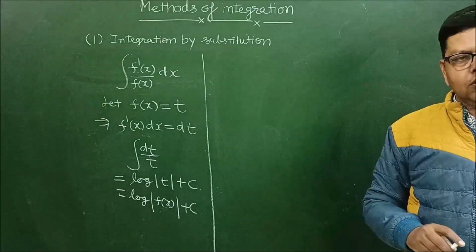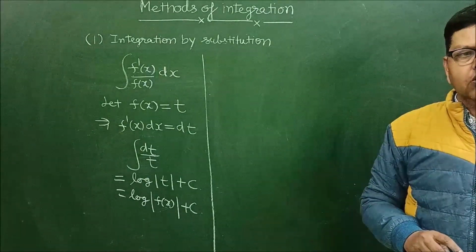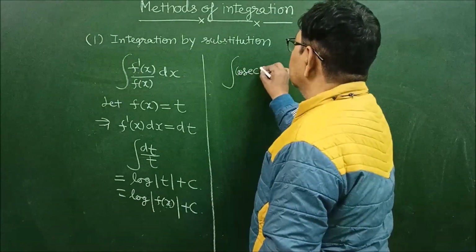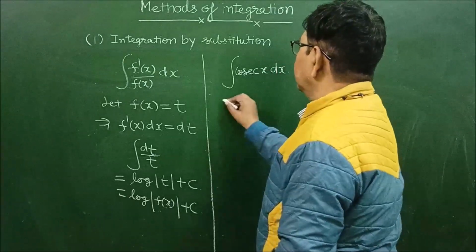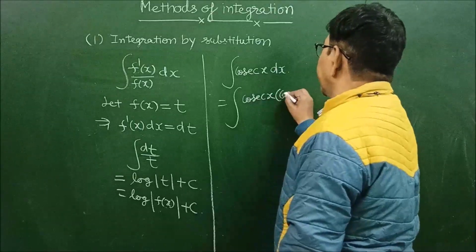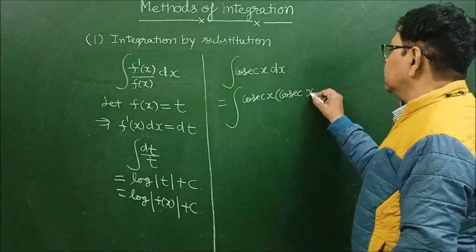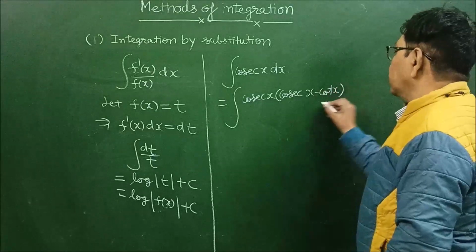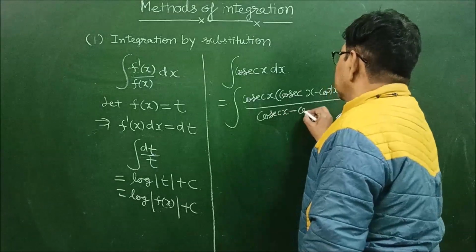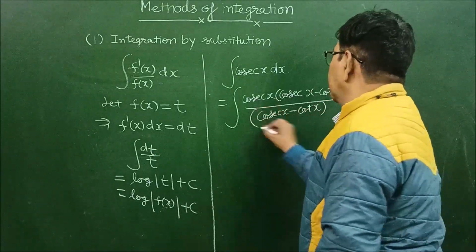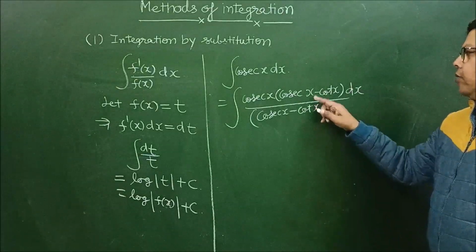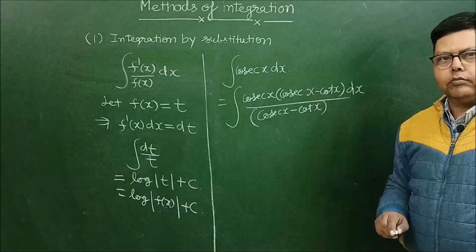Next, by using this concept, we can find the integral of cosec x. So the integration of cosec x dx is equal to the integral of cosec x multiplied by (cosec x minus cot x) and divided by (cosec x minus cot x). By doing this, the differential of cosec x minus cot x can be made available in the numerator.